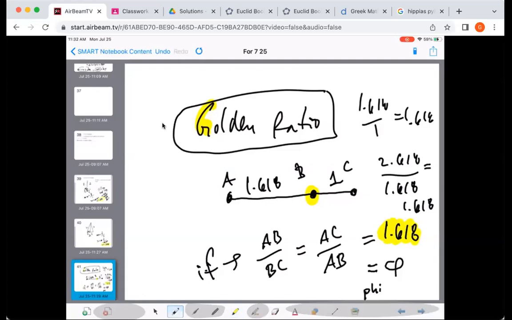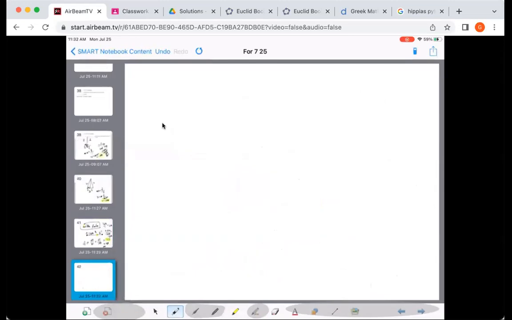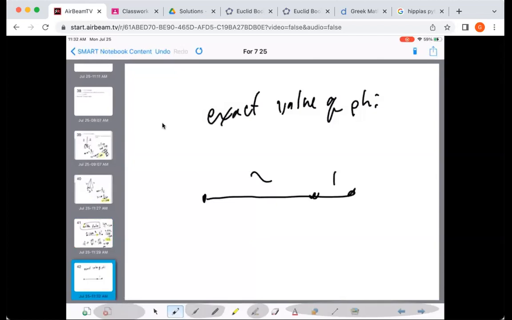If I want to actually calculate out what phi is, the exact value. Yes. Here, I'm calling it x right now. So phi is equal to x over 1, is equal to, if it's really in the right spot, what goes in this other fraction? X plus 1 over x. That's right.